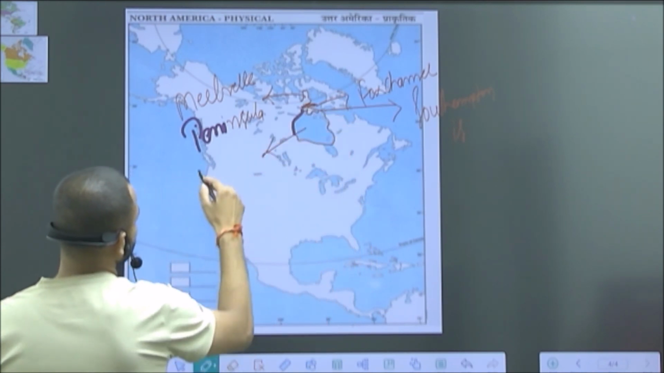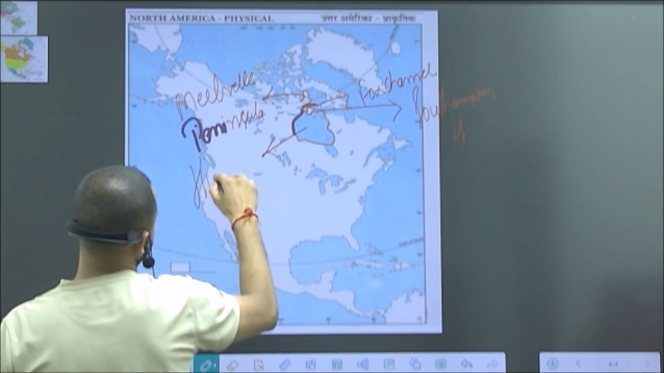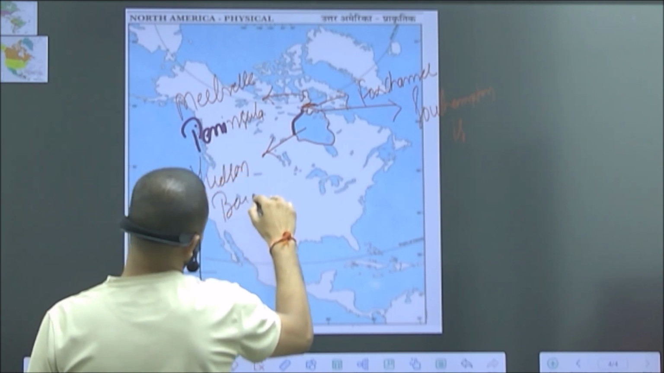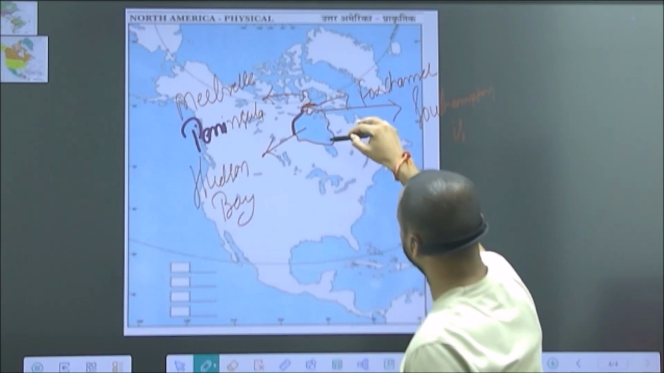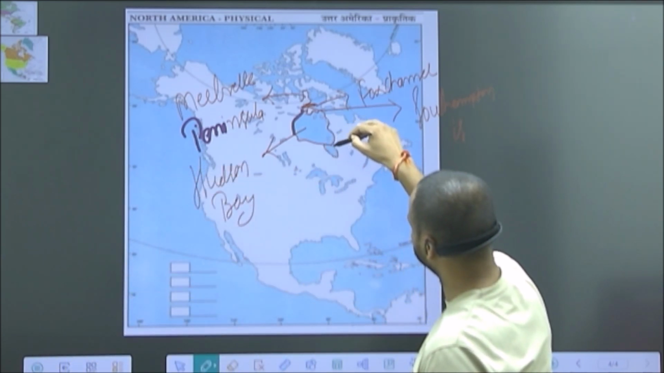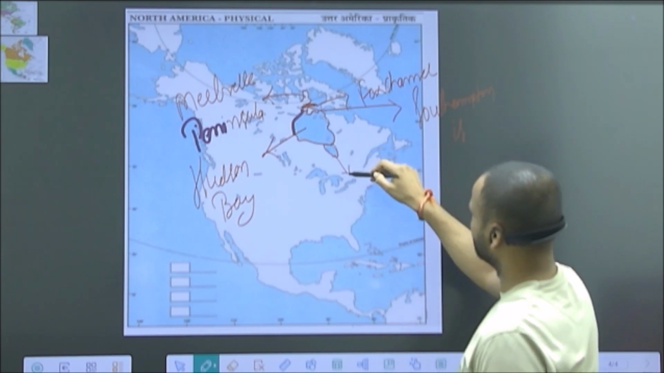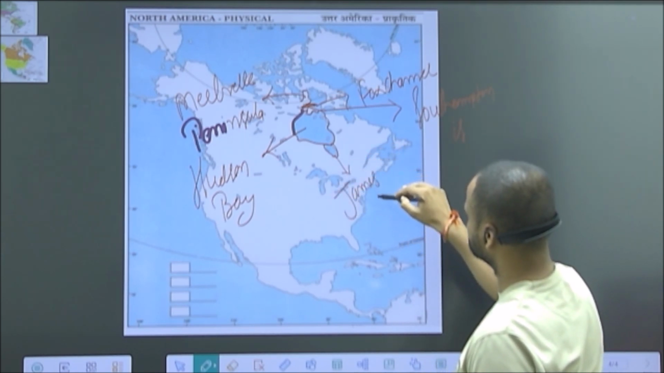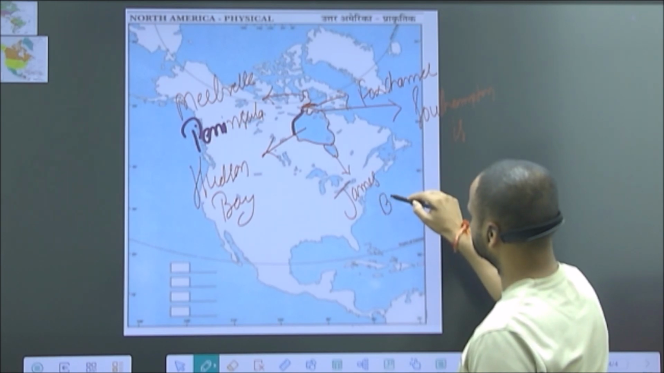This bay is called Hudson Bay. This water surface is called James Bay.